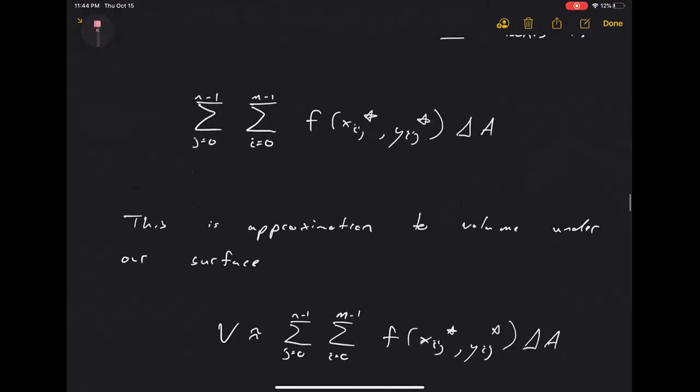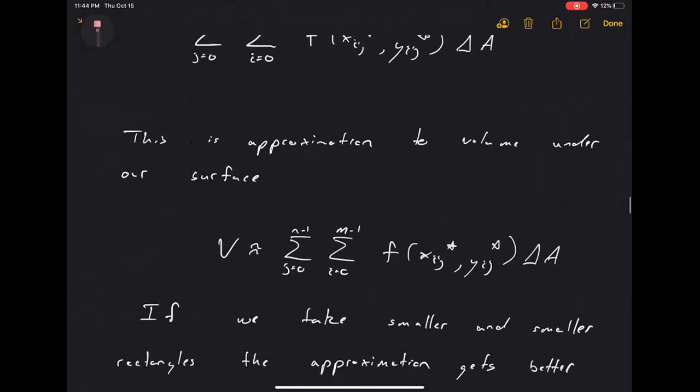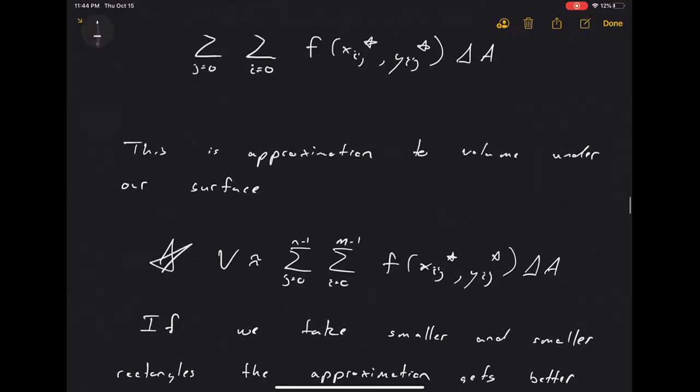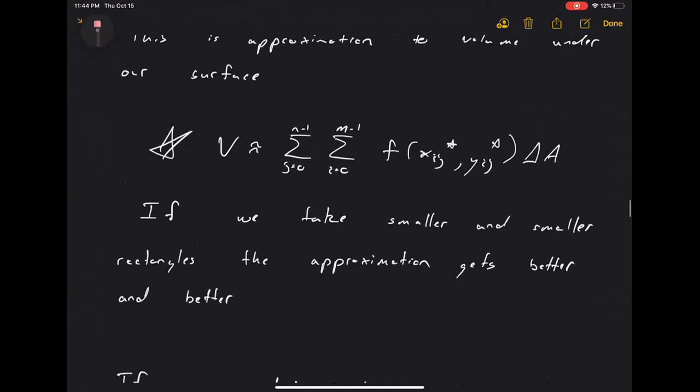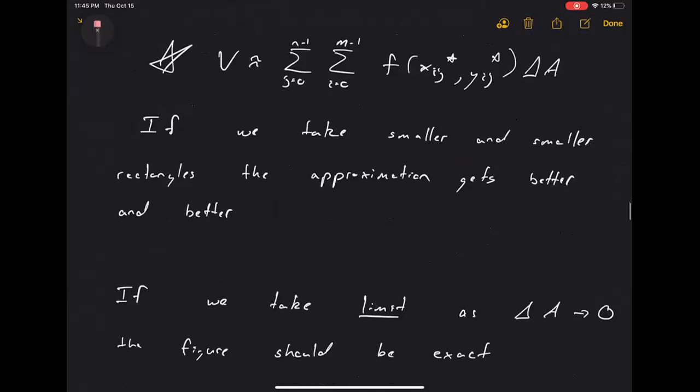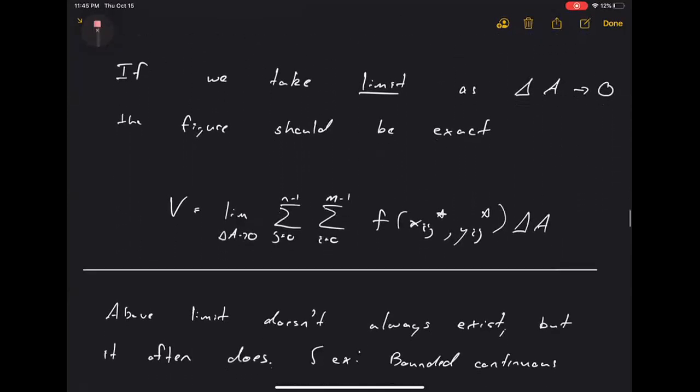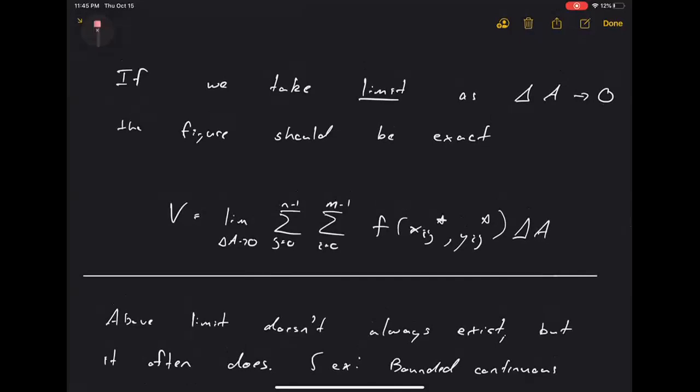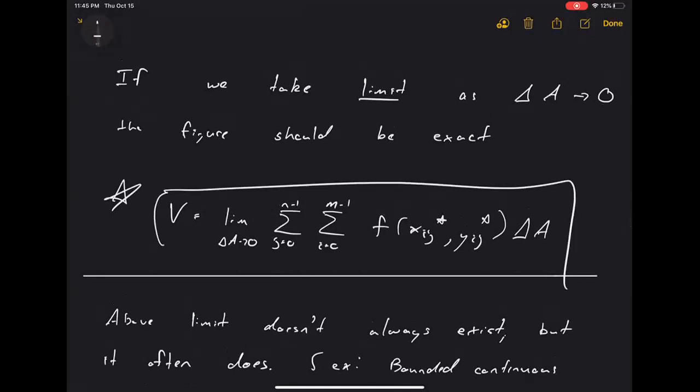So again, my volume is approximately this Riemann sum over here, and I want to take a limit. What do I want to make small? I want to make the area of the bases as small as possible, so I want to make this delta A as small as possible. If we take the limit as delta A goes to 0, and if that limit exists, that should give us the exact volume, right? So when I take the limit, my volume should be exactly that right side.